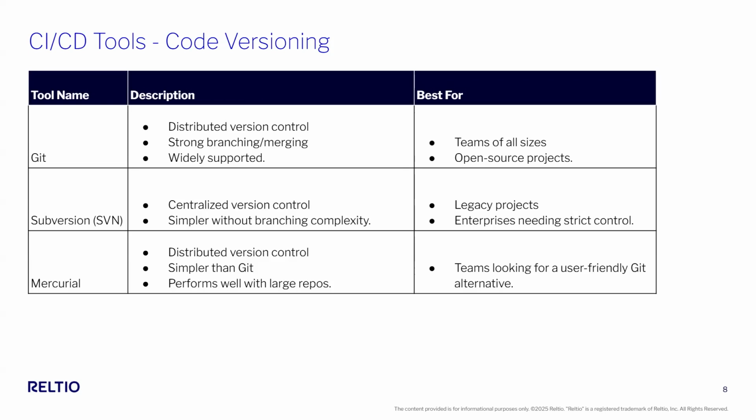So the first one is the code versioning tool, right? There are different tools or frameworks available. Git is the most popular one. It's a distributed version control system, very strong branching and merging mechanisms, and widely supported. Most of the open source projects are delivered using Git-based software these days. It's best for teams of all sizes, and as I said, it's well suited for open source projects.